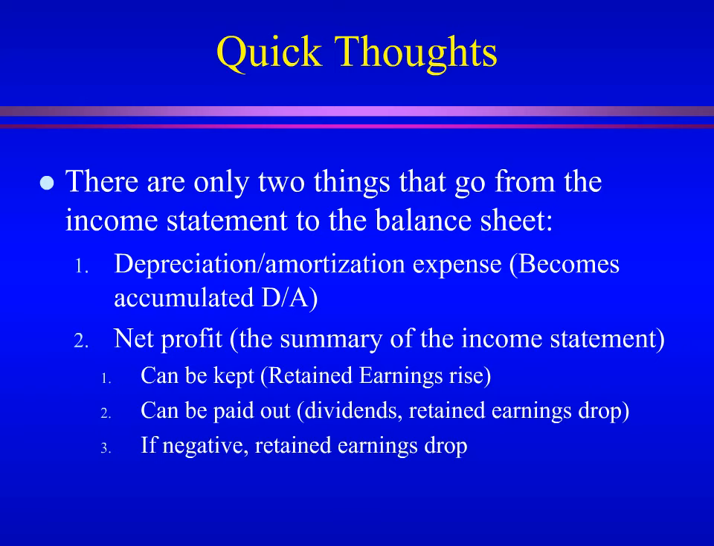Now we don't actually see net profit listed on the balance sheet. It goes into retained earnings. We add that into the retained earnings. So if we have profits, it gets added in to the retained earnings, which causes them to rise. If we have dividends, i.e. we give money back to the shareholders, then the retained earnings go down. And as well, if the net profit is negative, i.e. it's a loss, then the retained earnings drop as well. So those two things go from the income statement to the balance sheet, the depreciation or amortization expense and the net loss or profit, and we go from there.